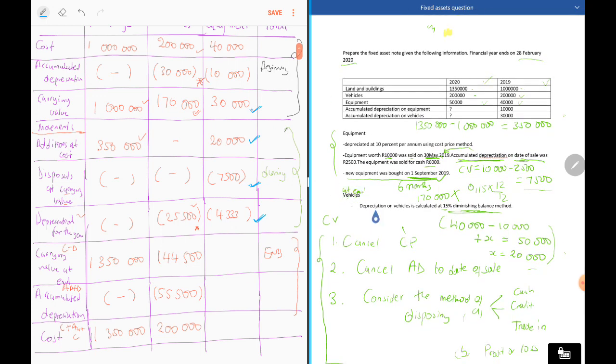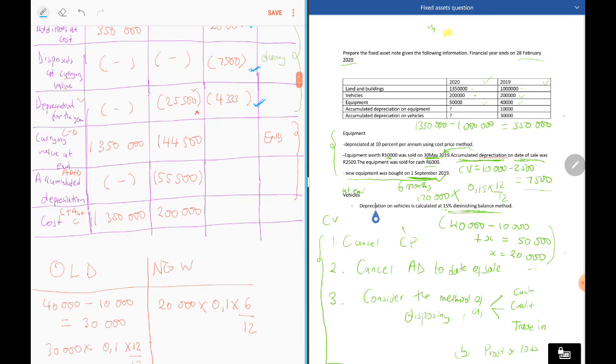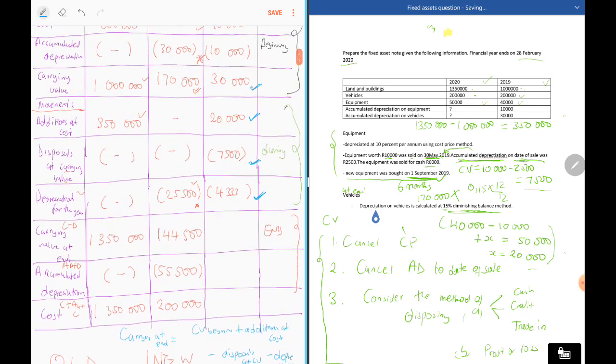So you're going to say, but let me write it here, carrying value at end is equals to carrying value at the beginning plus additions at cost, subtract disposals at carrying value, subtract depreciation for the year. That's how you get carrying value at the end.